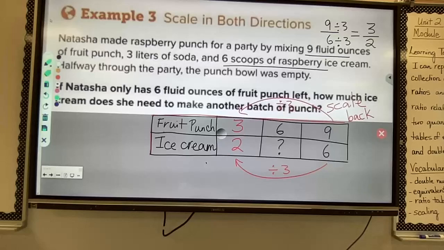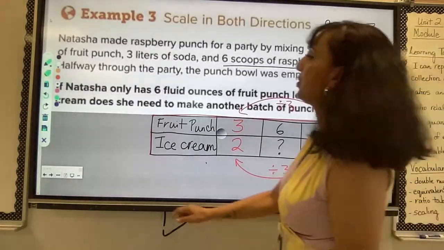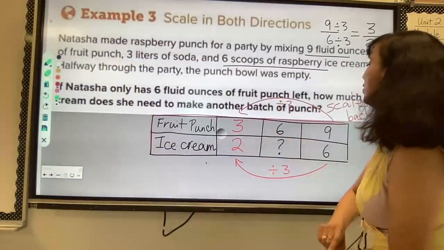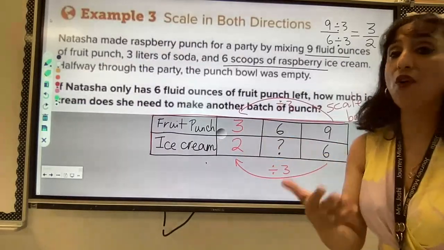All right, and once I've scaled back, I can now go ahead and scale forward. Because I'm going to use the equivalent ratio I found to scale forward to find the desired equivalent ratio. So let me use a different color. Let me use blue to show you. Now that I have 3 to 2, I can scale forward.